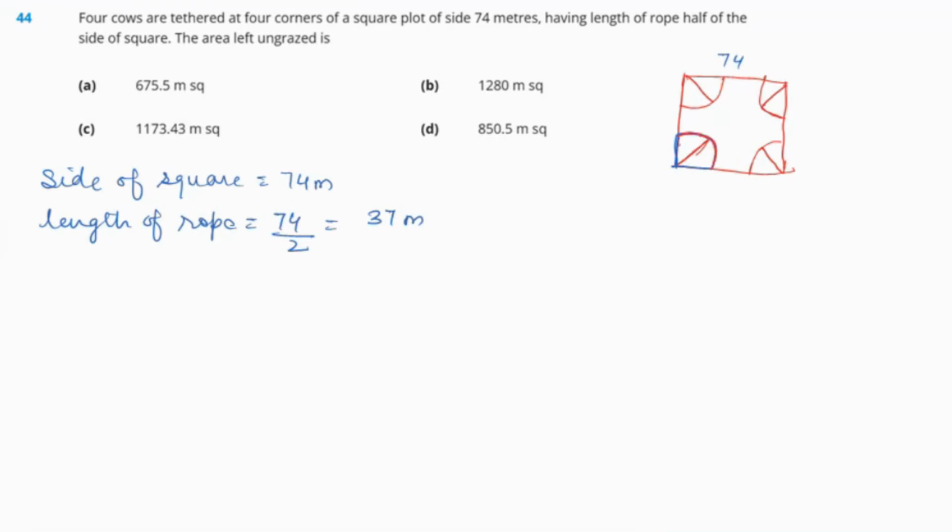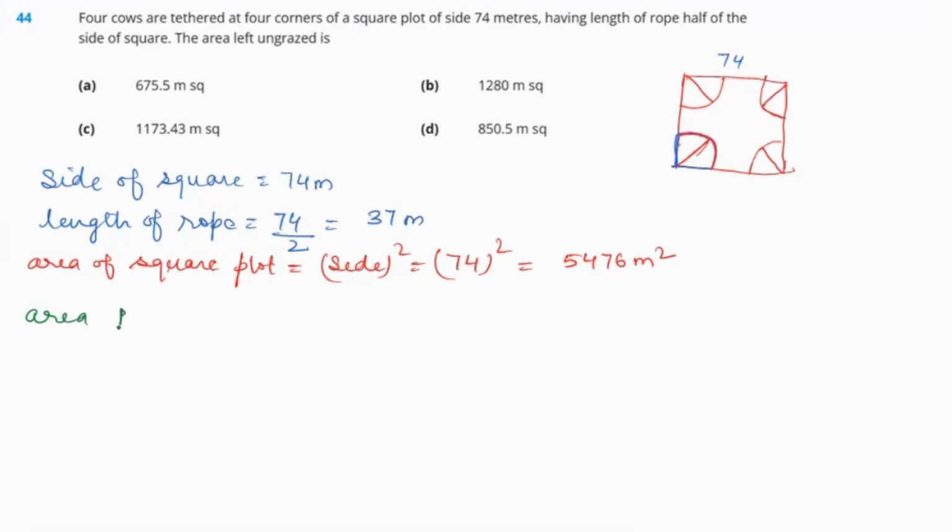First we need to figure out the area of the entire field, the square plot, which is side into side. That gives us 74 into 74, so we get 5,476 square meters. After that, we figure out the area of one quadrant. Since they are forming one quadrant like this, they are forming 4 quadrants together.